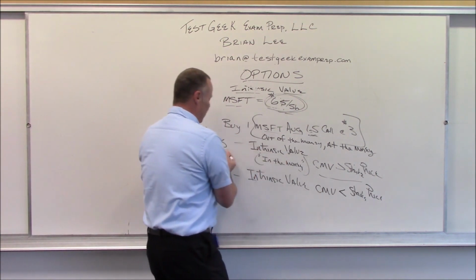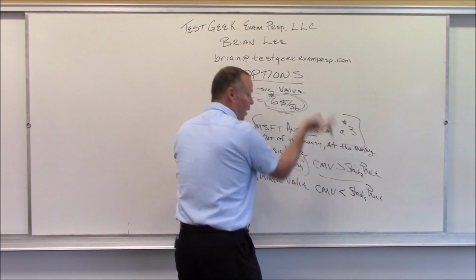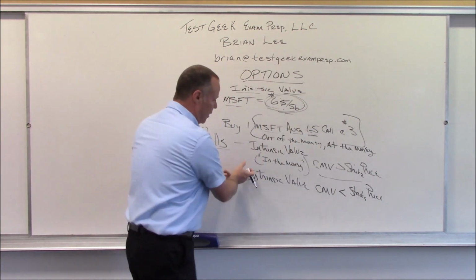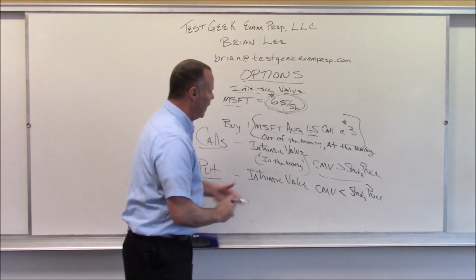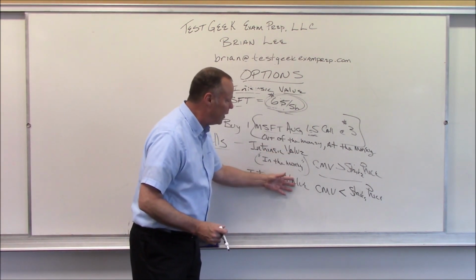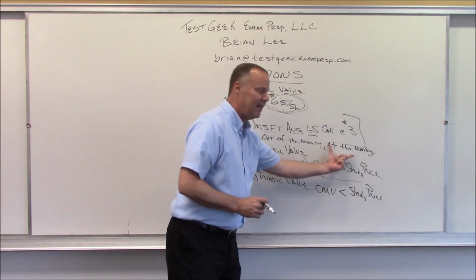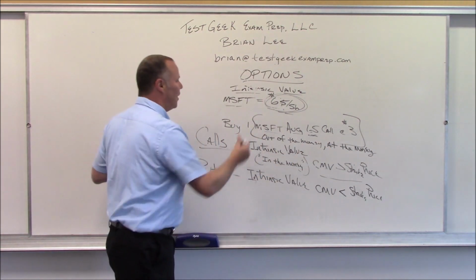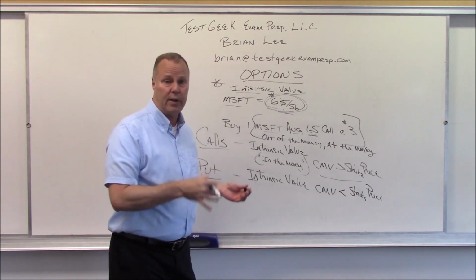To remember for calls, call up, put down. Intrinsic value: you want the stock above the strike price for calls. For puts, you want it below the strike price. Okay? If it's not either of these things, then it's said to be out of the money. If it's equal to these, then it's at the money. I can almost assure you this test question will show up on the test.